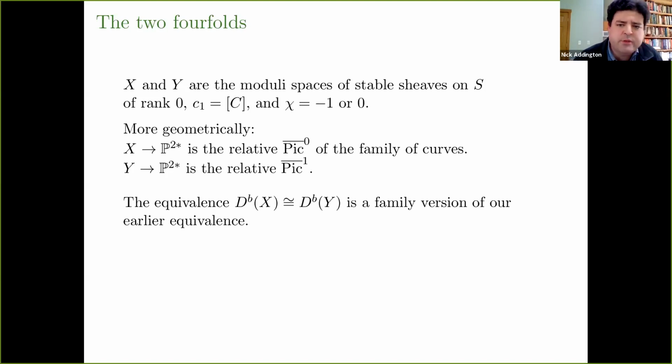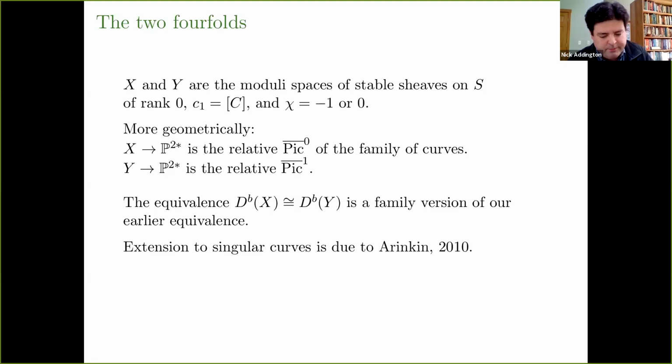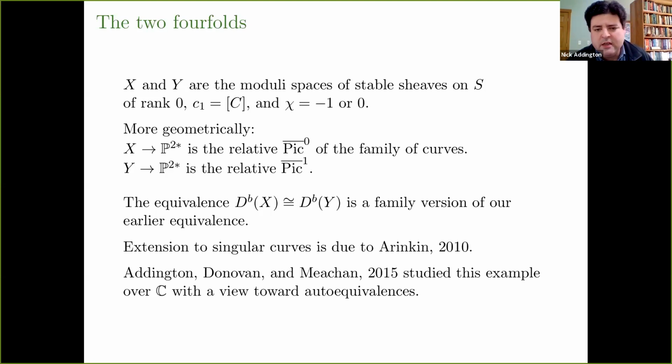The derived equivalence between them is just a family version of our earlier equivalence. That definition of D that I gave had good enough hygiene that it works in a family with not too much modification. Of course, now we have singular curves, and so X and Y are fibered in abelian surfaces, well, abelian surfaces and torsors over them. But there are some singular fibers, right? And that's where all the hard work is, but that hard work was done by Dima Arinkin about 10 years ago. And with Will Donovan and Kieran Meekin, I studied this example a few years ago over C, and we were interested in exotic autoequivalences of derived categories. So that's how I know this example.